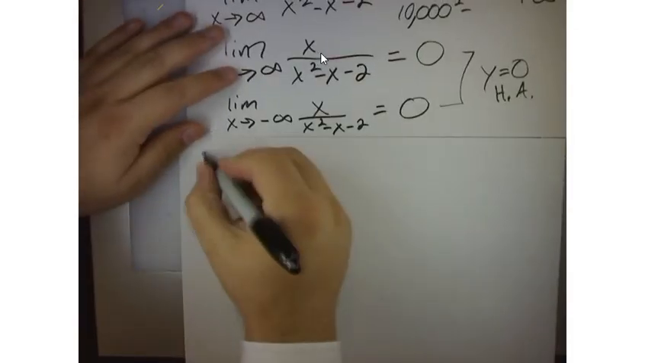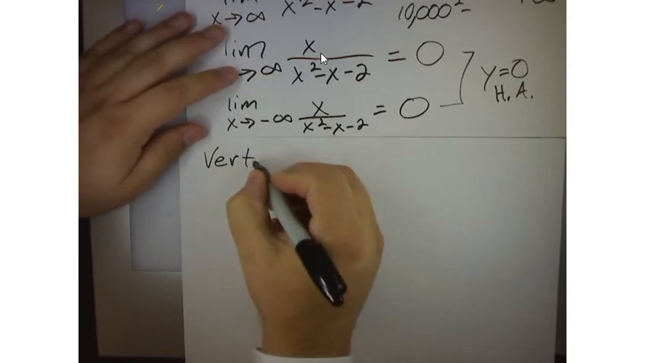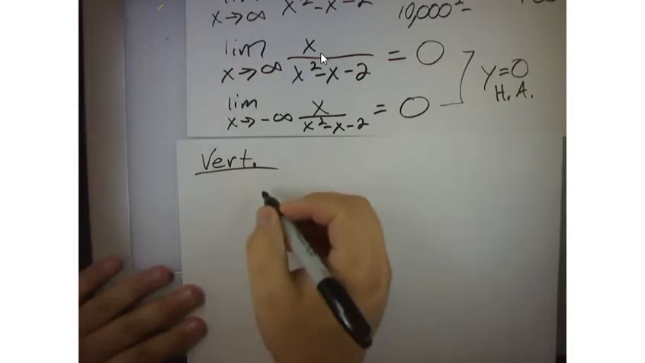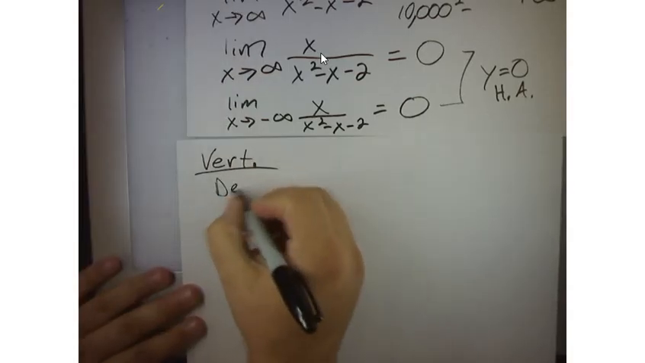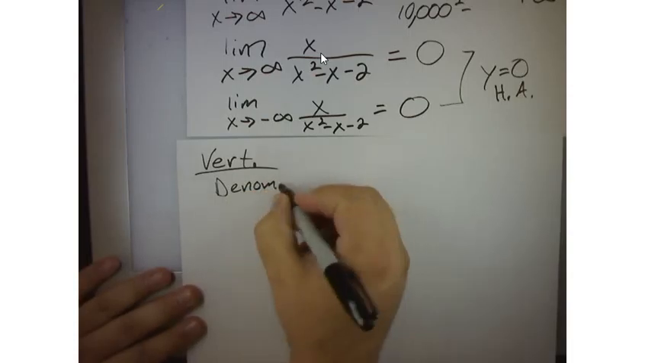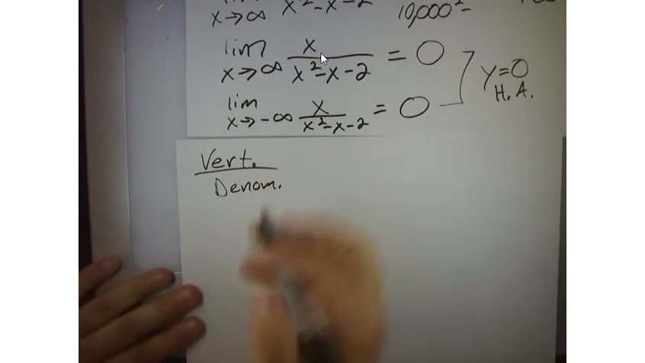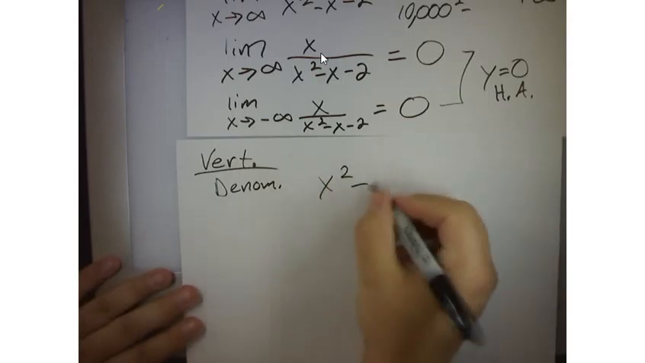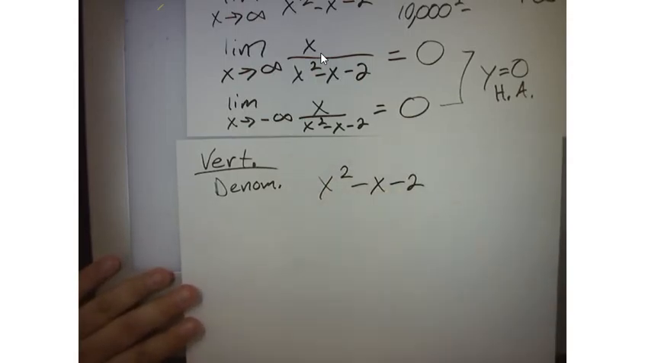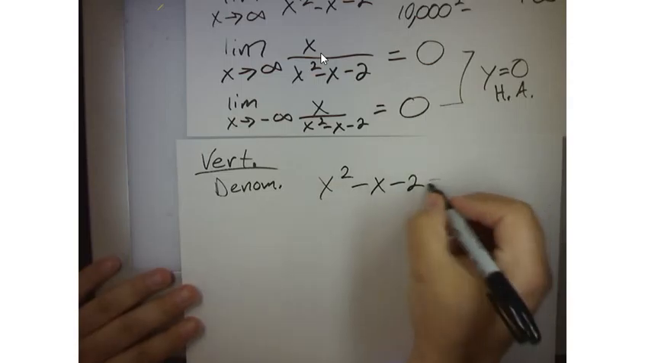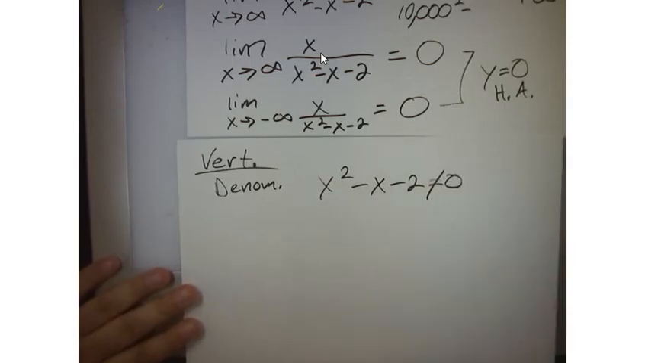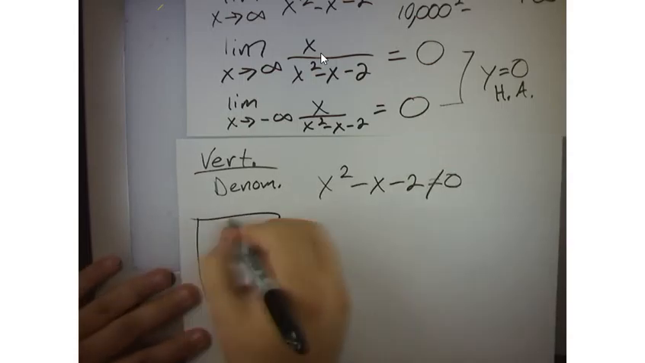So now for the vertical asymptotes, we look at the denominator. The denominator helps us to determine the vertical asymptote. So our denominator was x squared minus x minus 2. Well, that can't equal 0, right? So what values for x make that equal 0? I don't know. Let's see if we can factor this.